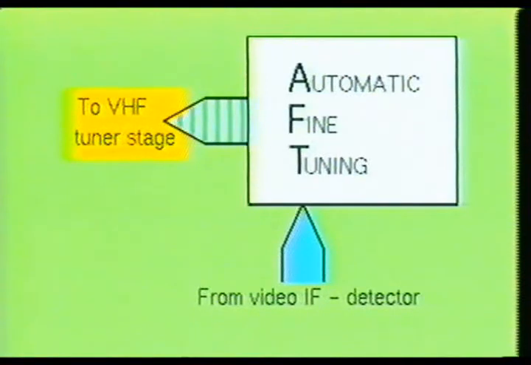The signal actually goes to the VHF tuner oscillator circuit, where it is used as a correction voltage to change the frequency of the oscillator circuit, so that the tuner is forced to lock in on the best possible reception of the incoming signal. This then allows the automatic fine-tuning stage to control the fine-tuning within the television receiver.